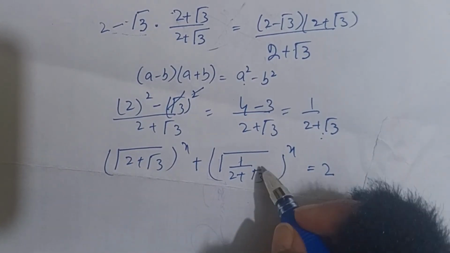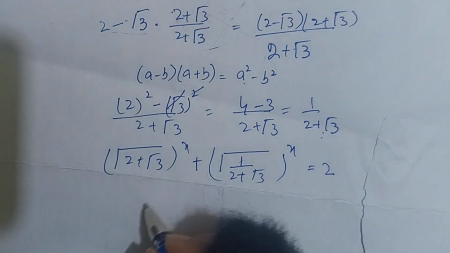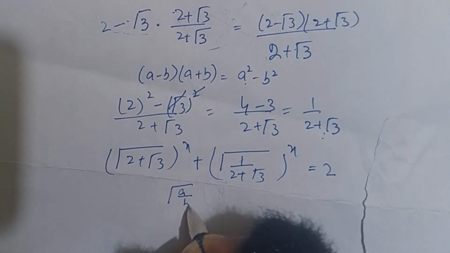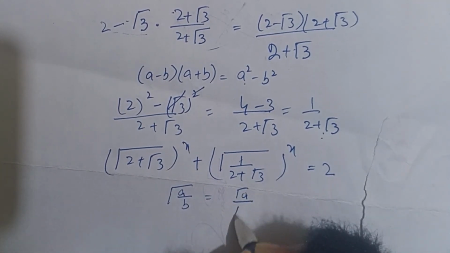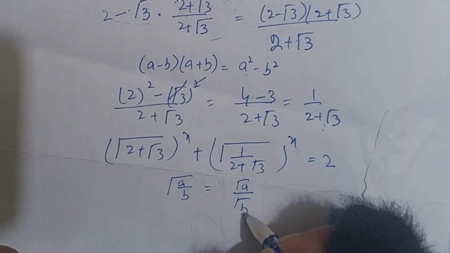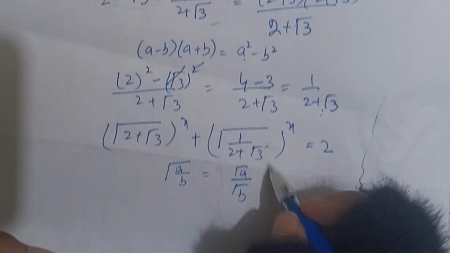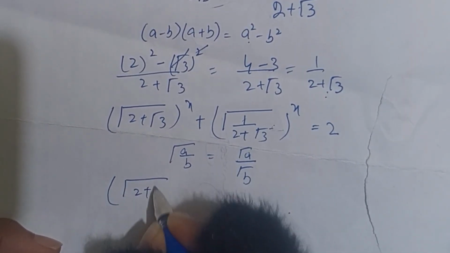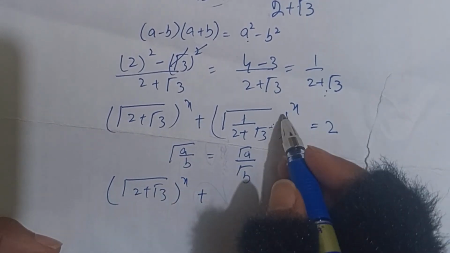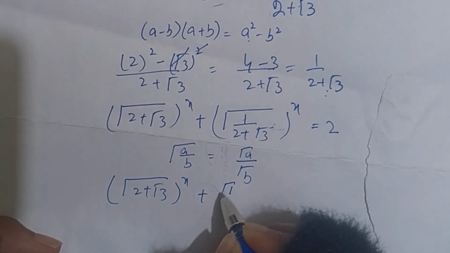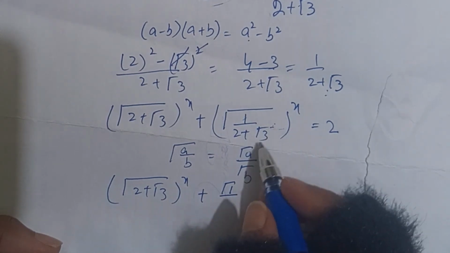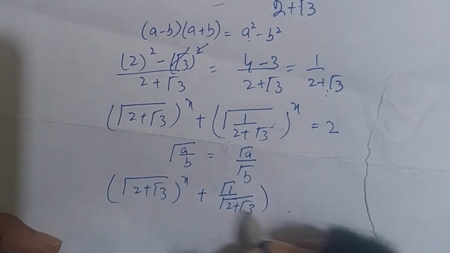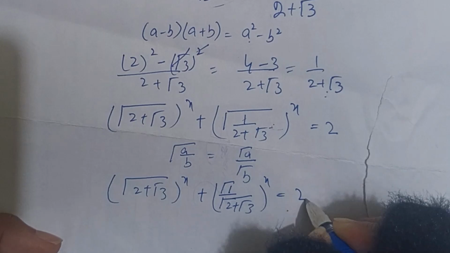Now in the next step, we apply some property. We recall that the square root of a divided by b is equal to the square root of a over the square root of b. So we apply this property in the second term. We copy the first term, (√(2 + √3))^x, plus the square root of 1 over the square root of 2 plus √3, whole raised to the power x, equal to 2.